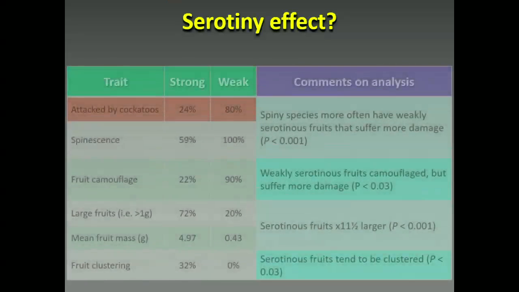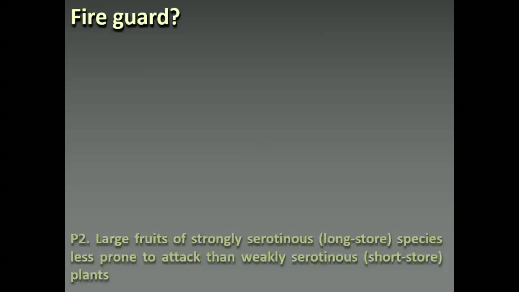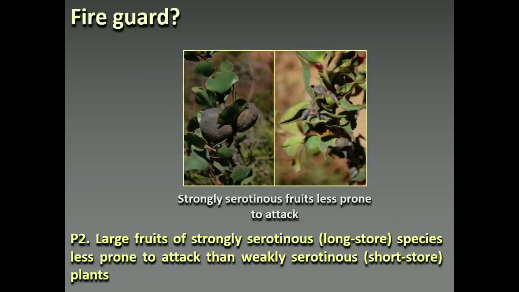The serotiny effect, well, as you might have guessed by now, it's a sort of similar story. The strongly serotinous species are producing fruits that are held for a long time, and because of that, they're producing large clustered fruits. They're providing the defense. Spinescence isn't much use, partly because you've got to let the pollinators in the first place, and also fruit camouflage. It is the size and clustering of the fruit that is really defending the seeds inside from granivore attack. So again, we can conclude that our second hypothesis has received pretty strong support from our data set.